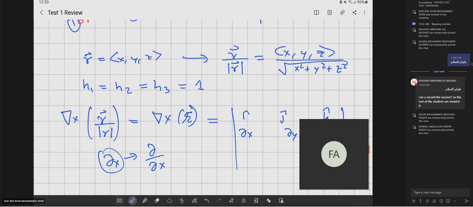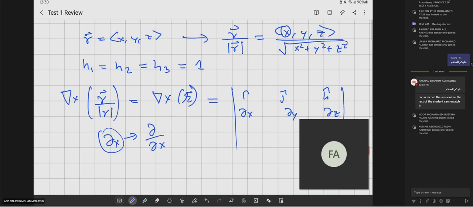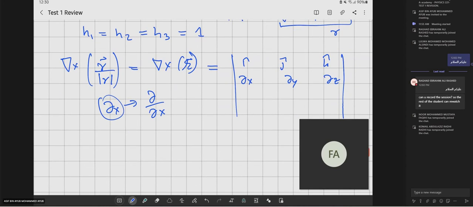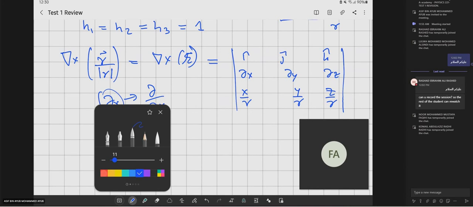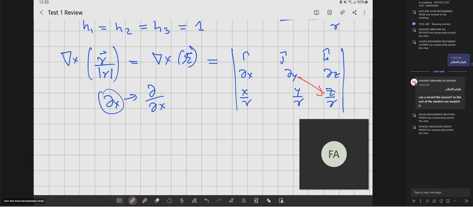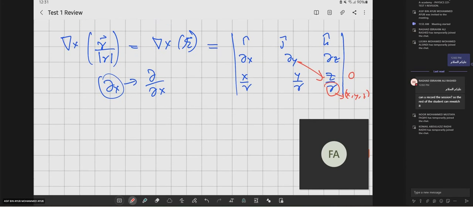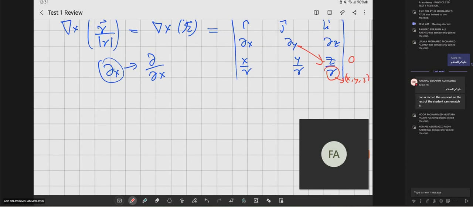The x component, as you can see, is, for convenience, let me just call this r without a vector. So x over r, y over r, and z over r. Now let's compute this curl. So remember, r has x, y, and z in it. So you cannot just say that this is 0 by default, because r has all of the variables inside it. So you cannot ignore this derivative.